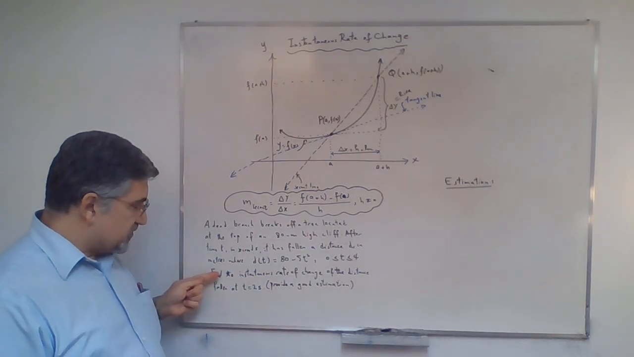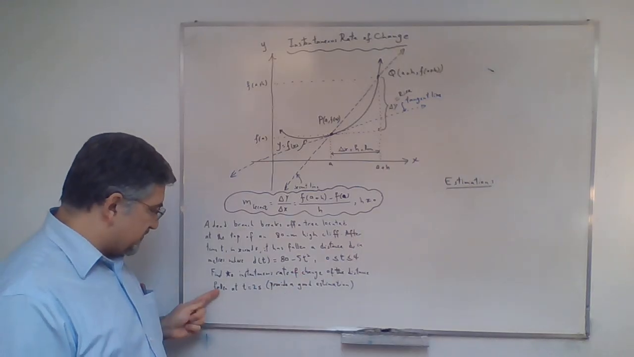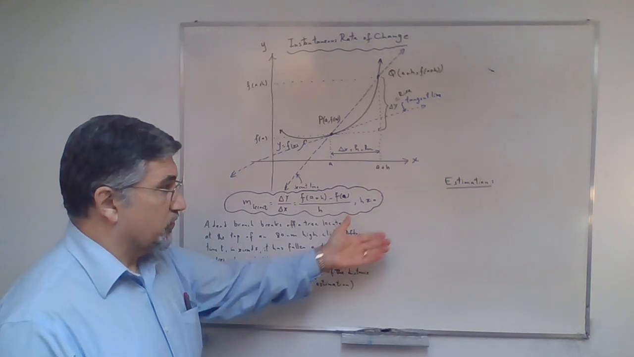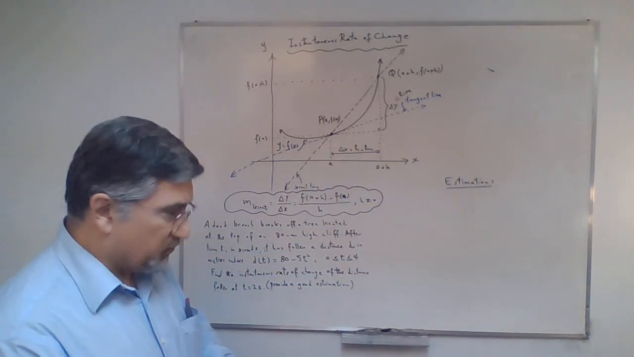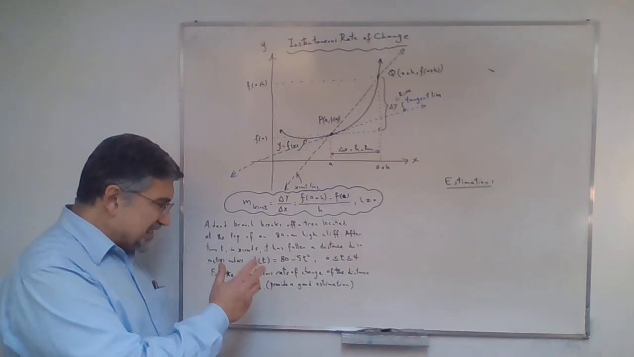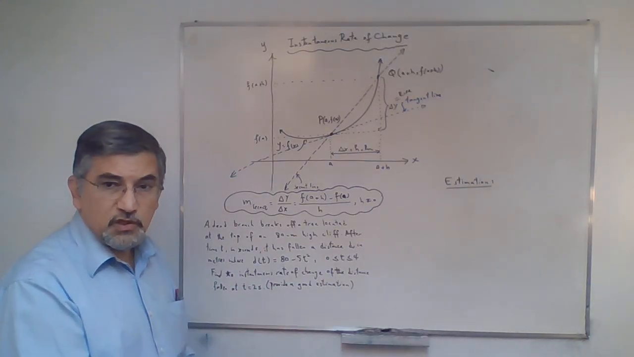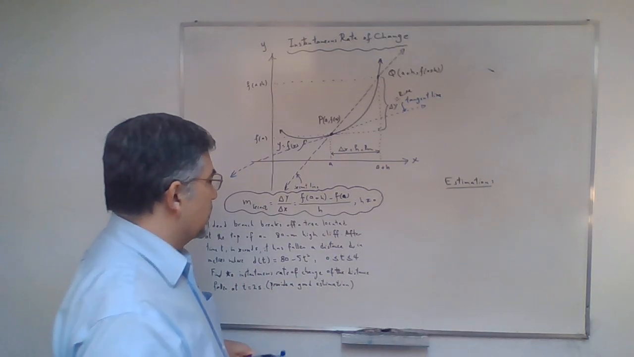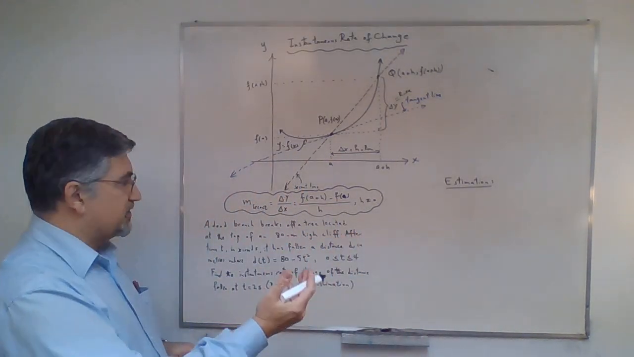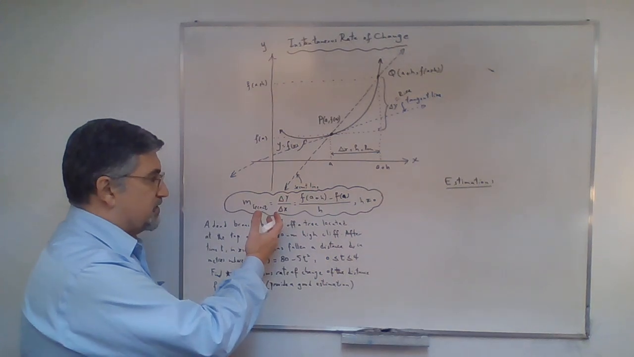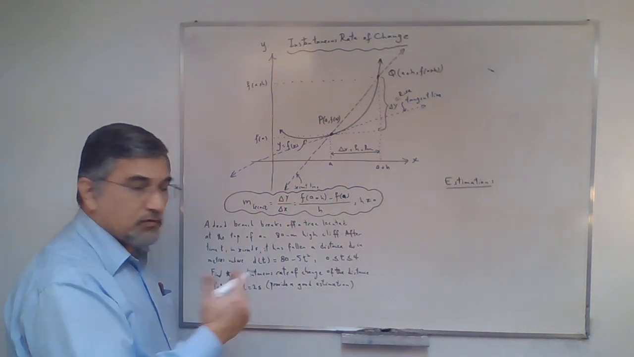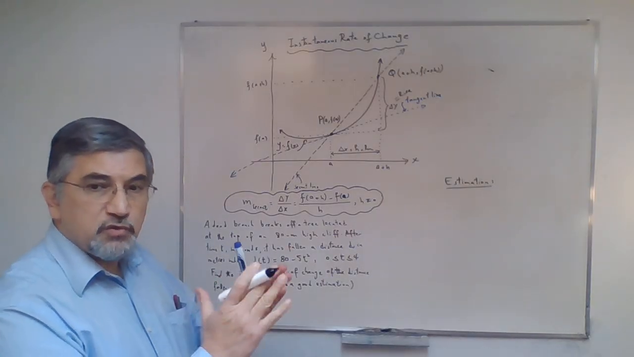Now it says find the instantaneous rate of change of the distance fallen at t equals 2 seconds. Provide a good estimation. So we need to do a little bit of work here. They're looking for the instantaneous rate of change at t equals 2. So we are going to find the average rate of change between 2 points, but two very, very close points.